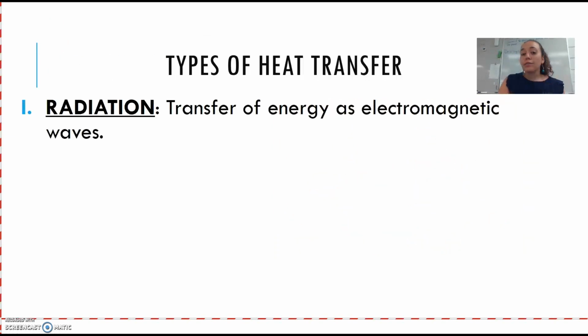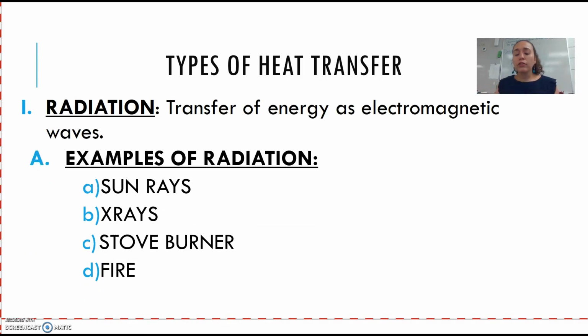Okay, so we have different types of heat transfer. The first one is called radiation. Radiation comes from some sort of electromagnetic wave. I think we all are probably thinking about the sun right now. So here are some examples of radiation: sun rays, X-rays, a stove burner, or fire. These are all examples of radiation.